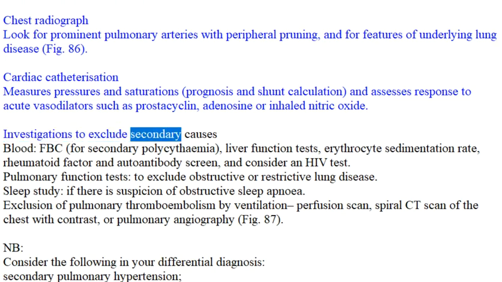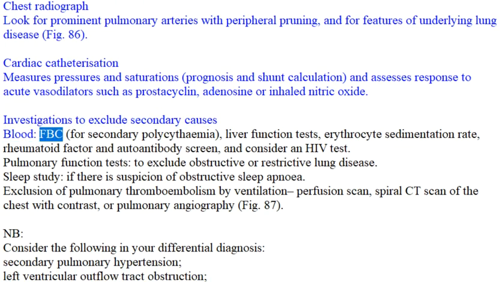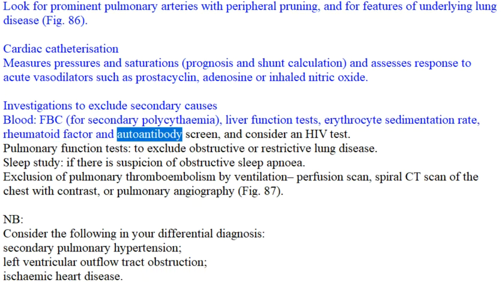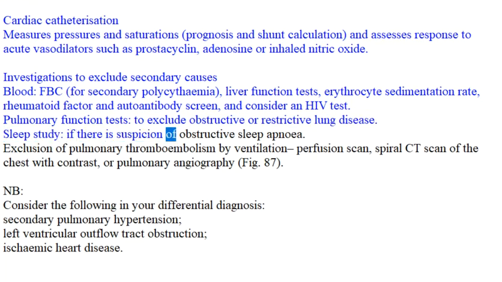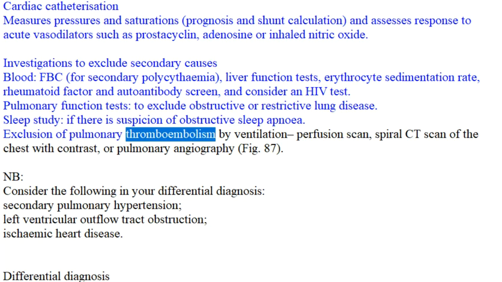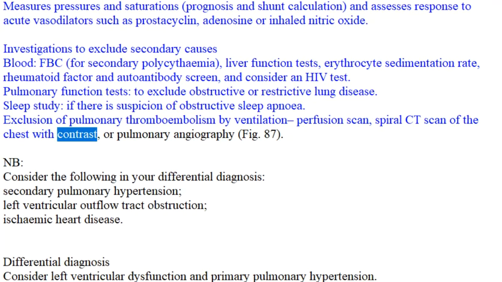Investigations to exclude secondary causes. Blood: FBC, for secondary polycythemia, liver function tests, erythrocyte sedimentation rate, rheumatoid factor, and autoantibody screen, and consider an HIV test. Pulmonary function tests, to exclude obstructive or restrictive lung disease. Sleep study, if there is suspicion of obstructive sleep apnea. Exclusion of pulmonary thromboembolism by ventilation perfusion scan, spiral CT scan of the chest with contrast, or pulmonary angiography, Fig 87.